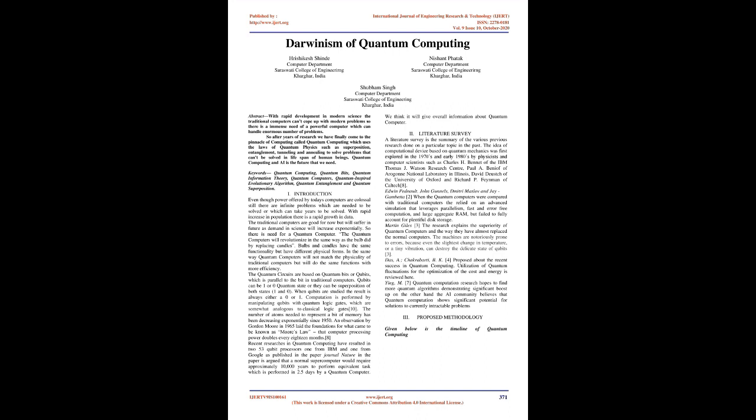Edwin Pednault, John Gunnels, Dmitri Maslov, and J. Gambetta. When the quantum computers were compared with traditional computers, they relied on an advanced simulation that leverages parallelism, fast and error-free computation, and large aggregate RAM, but failed to fully account for plentiful disk storage. Martin Giles. The research explains the superiority of quantum computers in the way they have almost replaced the normal computers. The machines are notoriously prone to errors, because even the slightest change in temperature, or a tiny vibration, can destroy the delicate state of qubits.